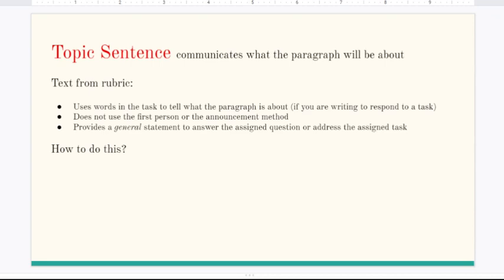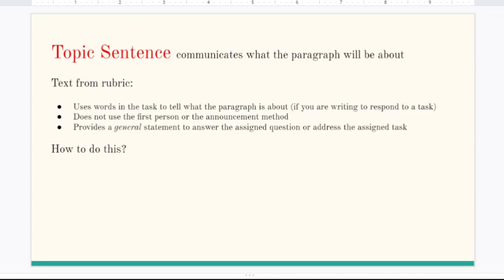First, your topic sentence should use words in the task to tell what the paragraph is about. That's if you're writing to respond to a task like a question or a prompt. If you're not, then obviously you don't have to use words in the task to tell what the paragraph is about because you don't have a task. But if you are writing to respond to a task, then you need to use words in the task to tell what the paragraph is about.